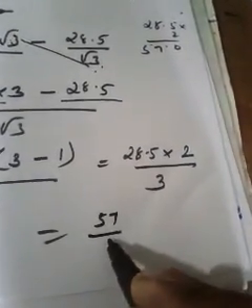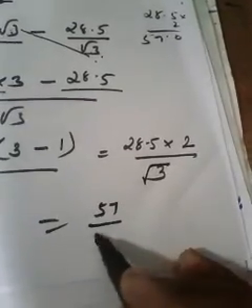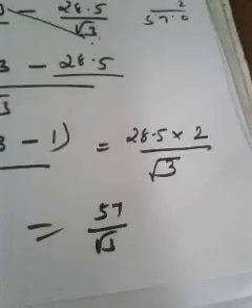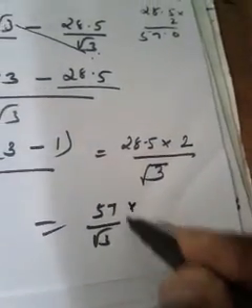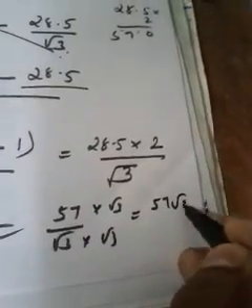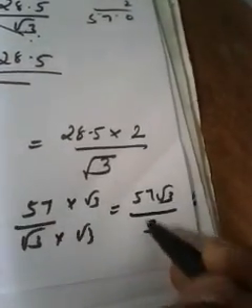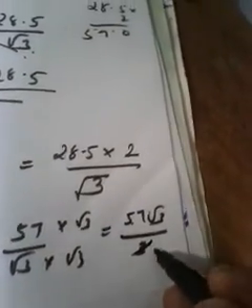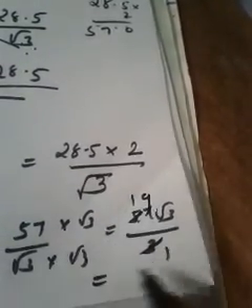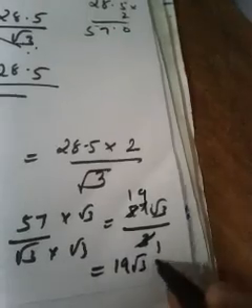57 by √3. It is not a rational number in the denominator, so just multiply both numerator and denominator with √3. So the answer will be 57 √3 by √3 into √3, which is 3. Can you cancel 57 and 3? Yes. In 3 how many 3? 1. In 5 how many 3? 1. Remainder is 2, 27, 9. So the answer will be 19 √3 meter.